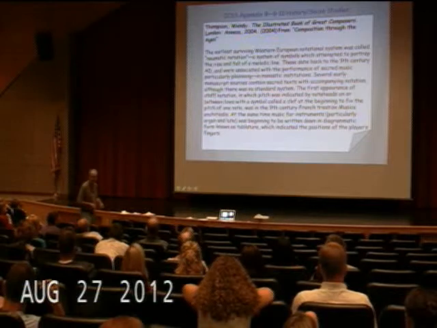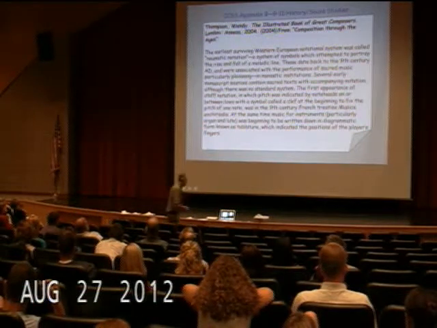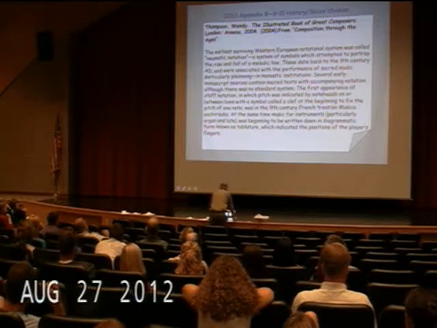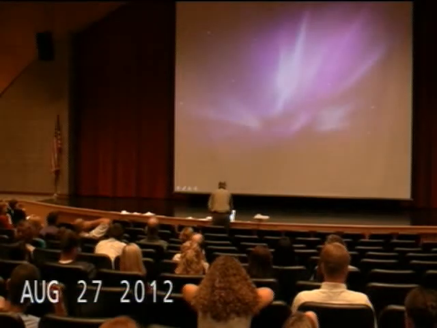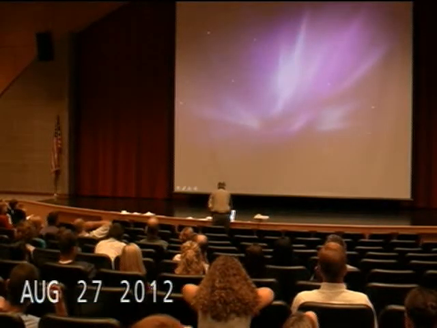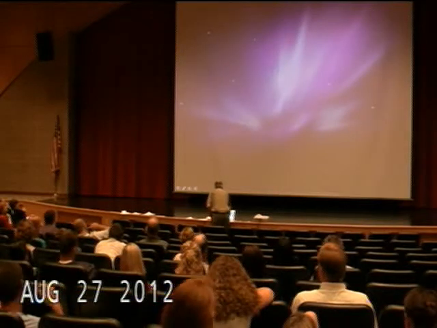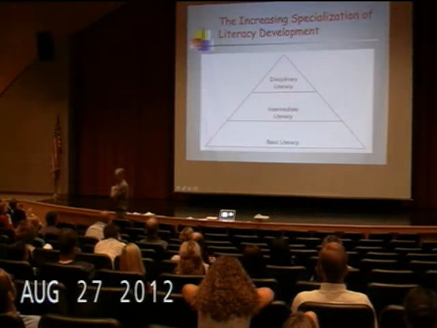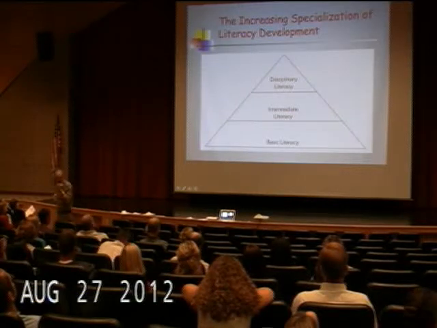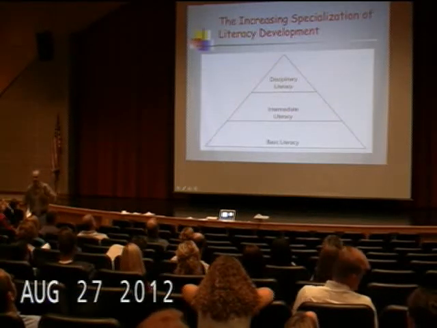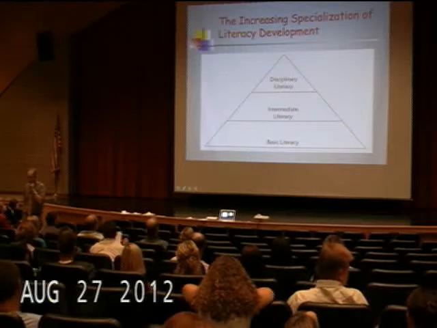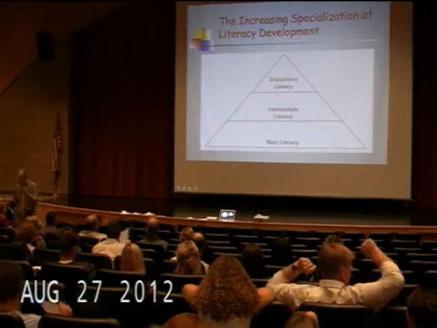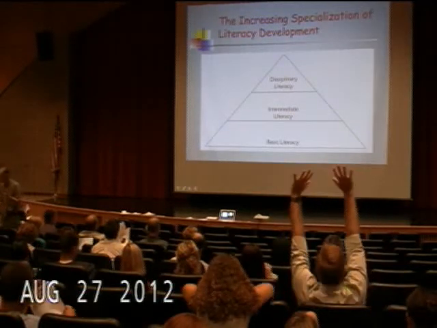Okay? So the transition I want to jump to here is looking at what is increasingly being referred to as disciplinary literacy. And I want to connect it with what you had earlier, this schematic way of looking at literacy growth, which is in your handout maybe on page 4 or somewhere around there, okay?